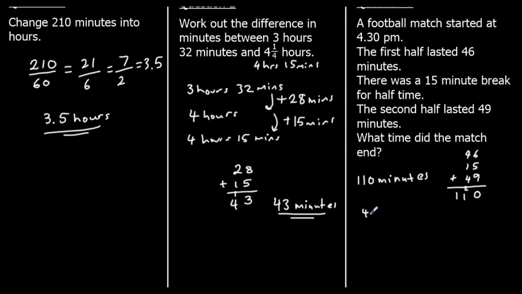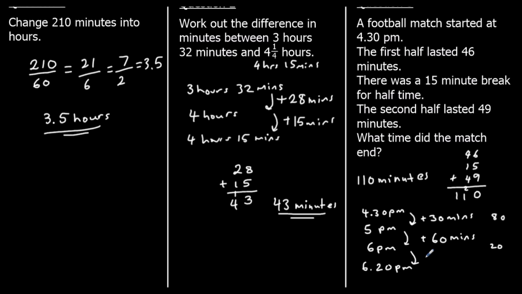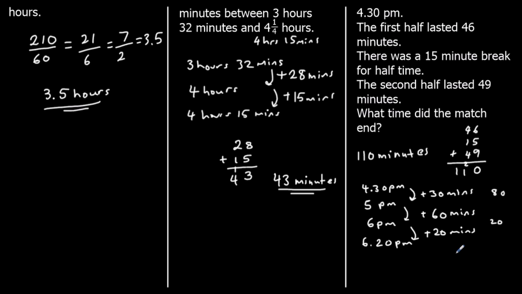We're at 4:30 p.m. So let's add on, let's get to the next hour, which is 5 p.m., which will be 30 minutes. 110 take away 30 means I've got 80 left. So I'll just make a note of that. I'll go to the next hour now, which will be another 60 minutes. So I've got 20 left now, and add on 20 more minutes. And that'll be 6:20 p.m. So in total, I've added on 110 minutes and got to 6:20 p.m. So the answer is 6:20 p.m.